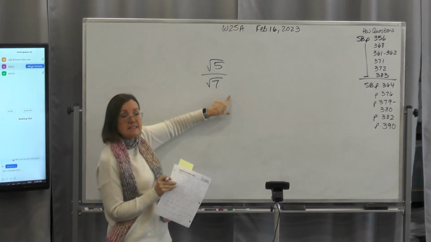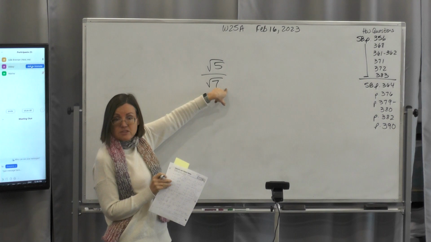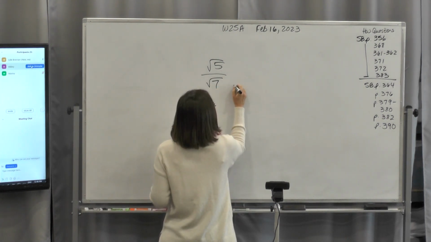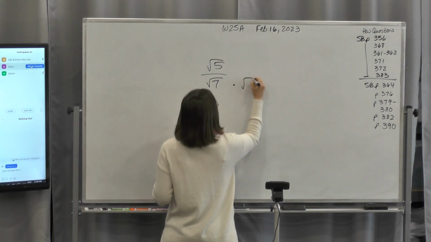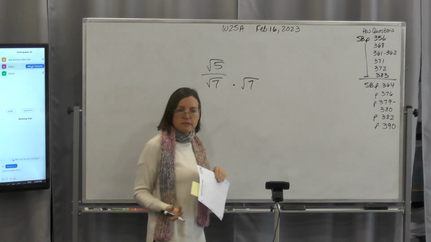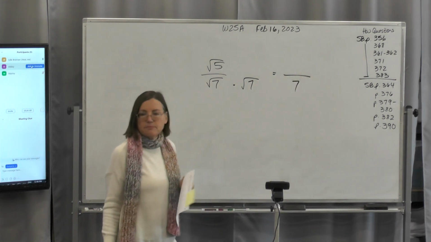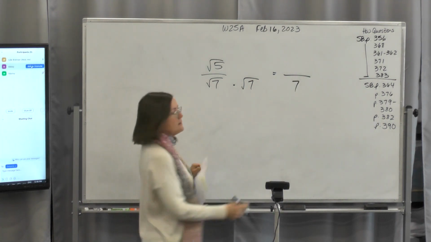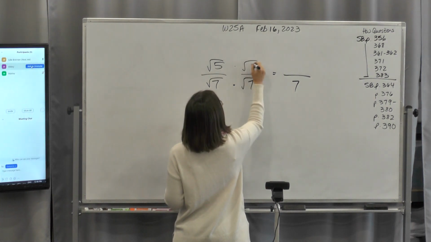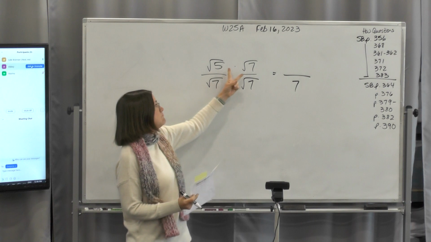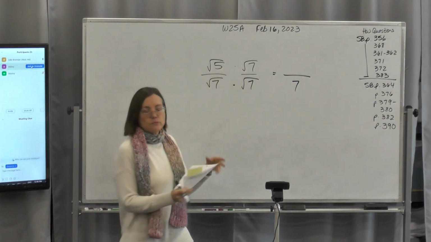This one out here, I need to get the root 7 to become a 7. How do I do that? By multiplying, by squaring a square root, the strategy is that it comes out as a 7. But I can't just multiply the bottom. I have to multiply the top, right? And then what do I do with this? I get root 35.